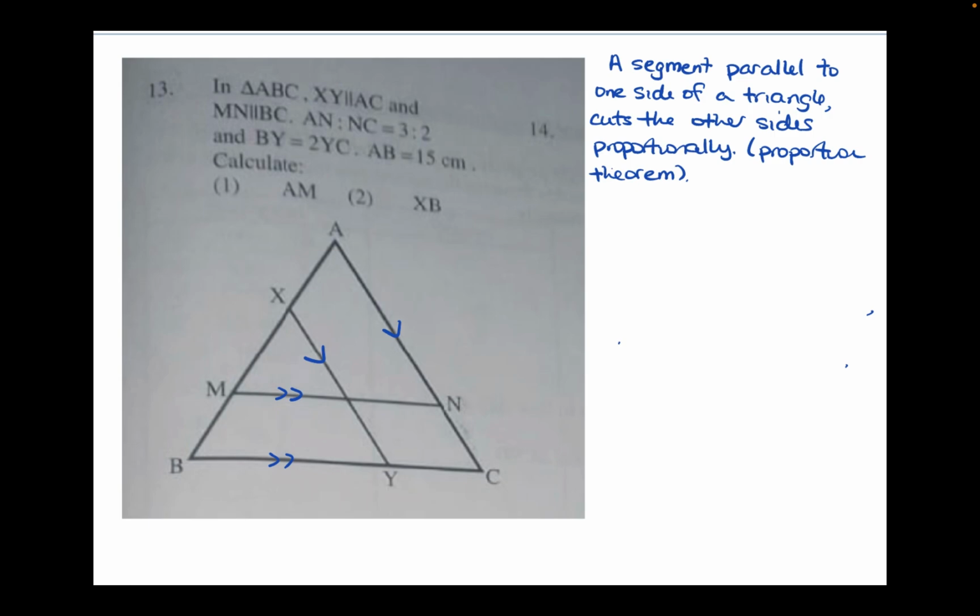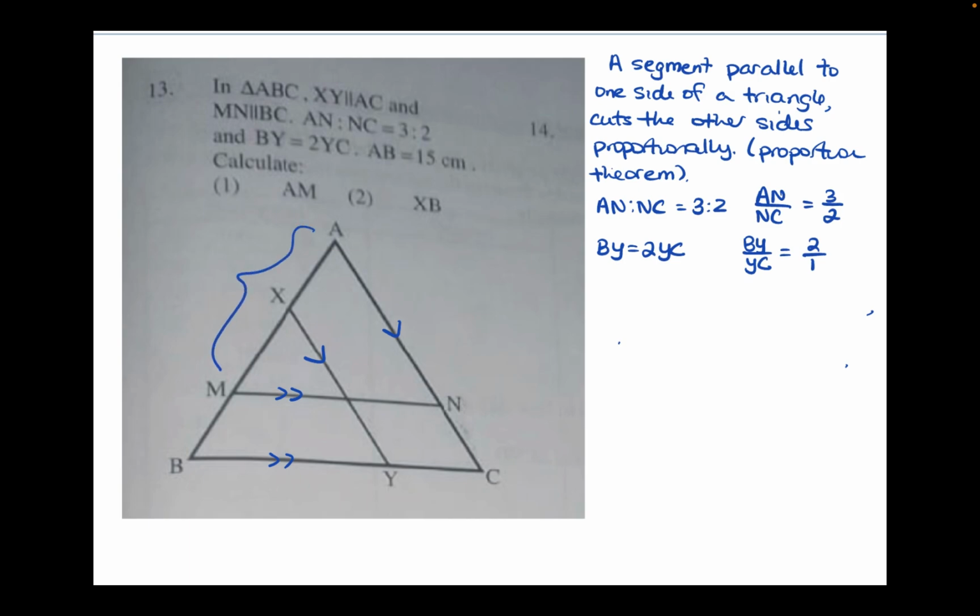We're told that AN is to NC as 3 is to 2, which could be written as AN over NC equals 3 over 2 if we want to write it as a proportion. And we're also told that BY is equal to 2YC. In other words, BY is twice as big as YC, so we could write that as a proportion if we would like to. Okay, we're looking for AM.